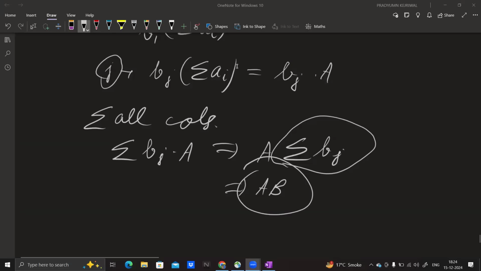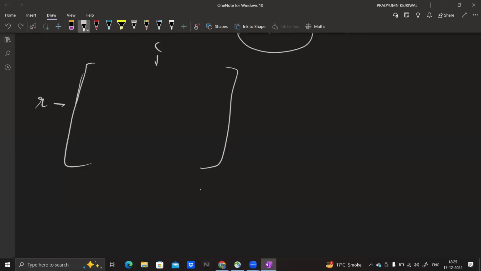Okay, so now what I want to see is, let's say I choose some column and some row. Let's say I choose the row R and some column C. Then what would be the effect of that? Here, A1 into B1, A2 into B2, sorry, A1 into B2, up to A1 into BN, and similarly you can fill all the elements.